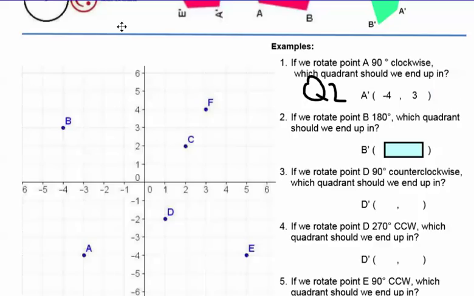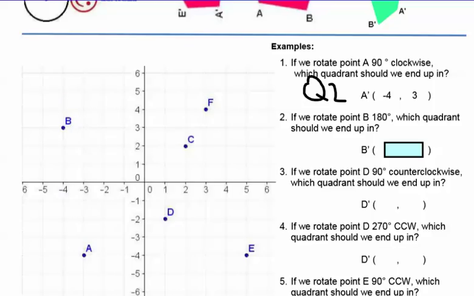Now, when I come back, I could go ahead and plot that. Negative 4, up 3 would be where this other point is that we don't care about right now. But this would be our A prime. So A rotated 90 degrees clockwise brings us right up there.